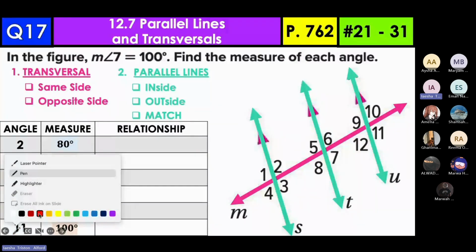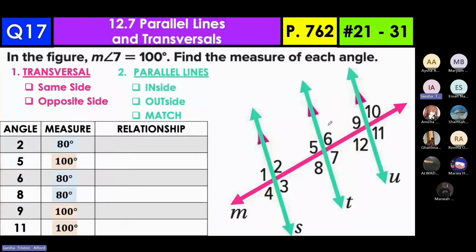So we're going to practice writing some of the names for this one. We're talking about number 7 and number 2. Are they the same side or opposite side of the transversal? Opposite. Okay. Are they both inside the parallel, outside the parallel, or match?